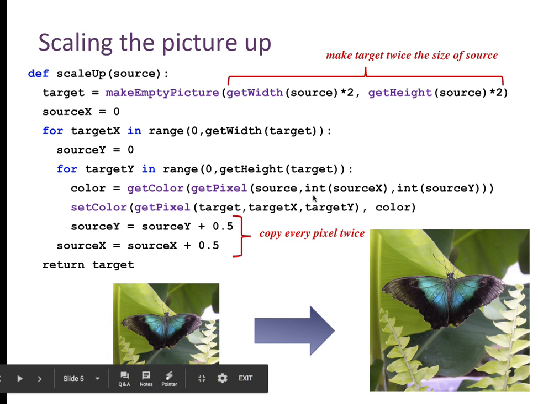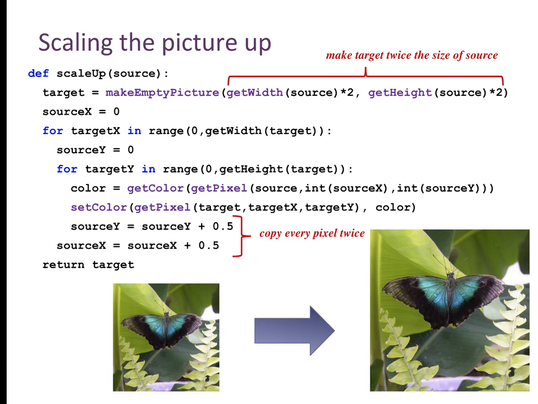But when we get the pixel, we use the int function so that we are not passing a floating point value to the get pixel function. We have to pass an int, and in that way we'll go 1, 1, 2, 2, 3, 3, and so forth.